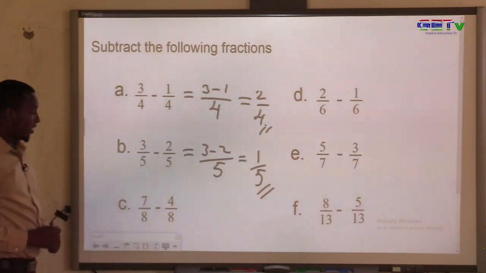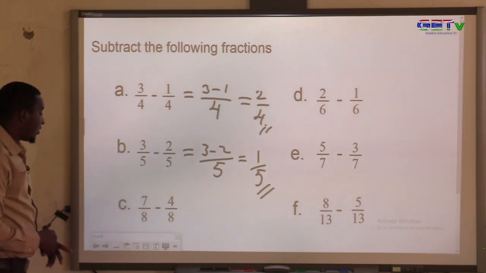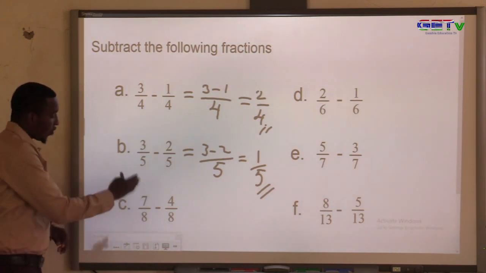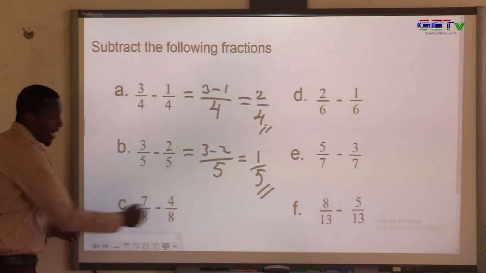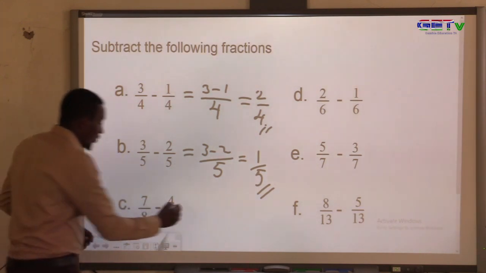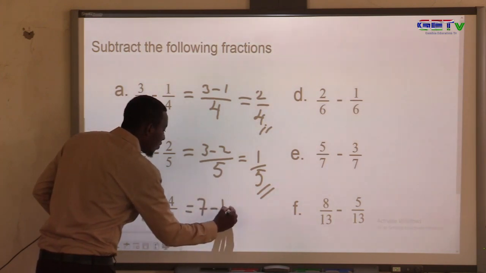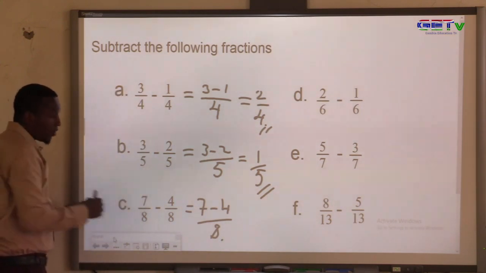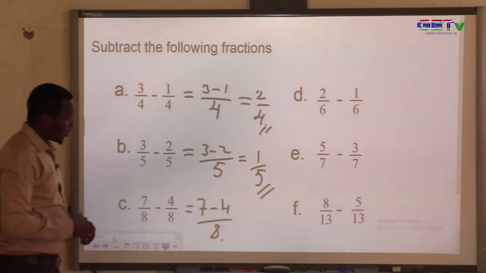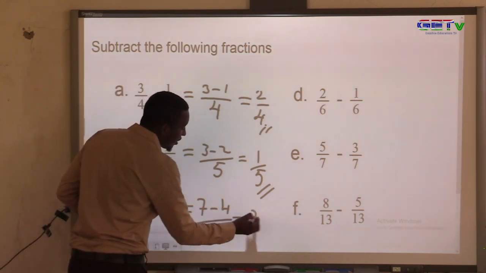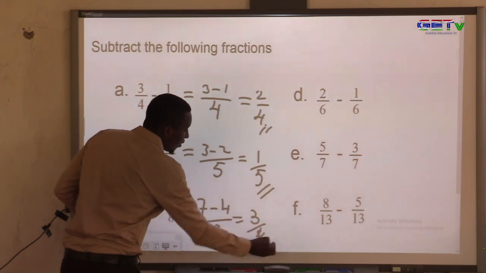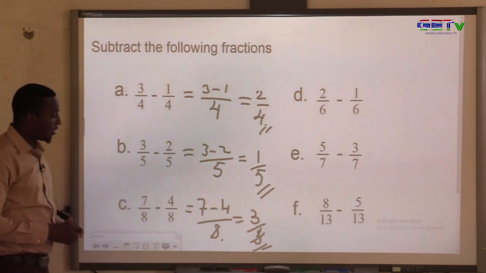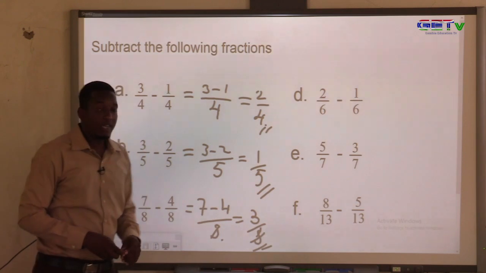From there, we move to the third one. Let us see, we have 7/8 minus 4/8, that is 7 all over 8 minus 4 all over 8. Again, the denominators are the same. We subtract the numerators. So we are going to have 7 minus 4 all over 8. If you take the difference of the numerators, that is 7 minus 4, you just take one denominator and then proceed with it. So 7 minus 4 will give us 3 all over 8. So when you take the difference between 7 all over 8 minus 4 all over 8, the answer will give us 3 all over 8.